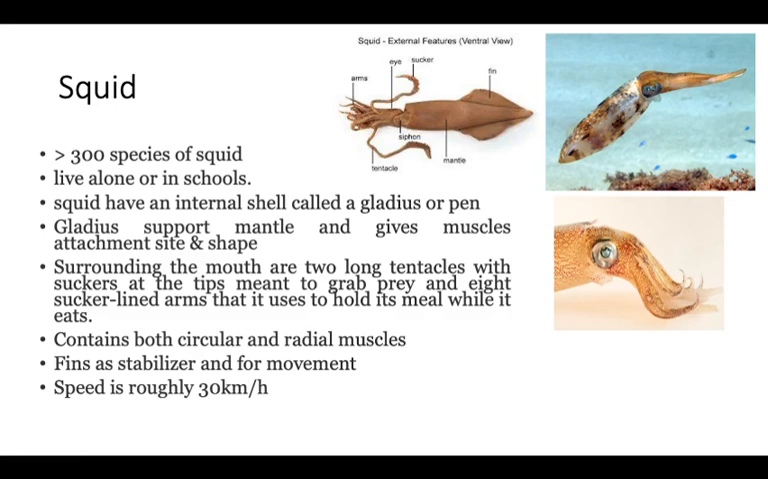Now, the next organism is squid. As I told you earlier, the difference between squid and octopus is the shape of their head with the fins, and these fins are present on the posterior side. So this mouth region is in the anterior. As you can see, the arms, tentacles, siphon.